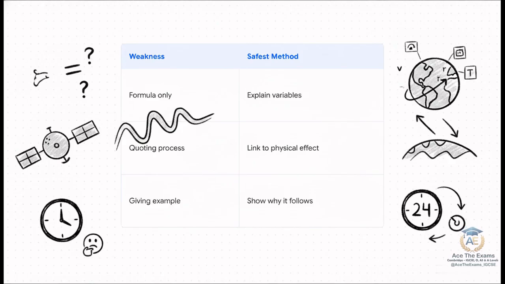If you decide to mention a geostationary satellite, prove you actually know why it works by stating that its orbital period perfectly matches the Earth's rotation of 24 hours. That's how you lock in the marks.